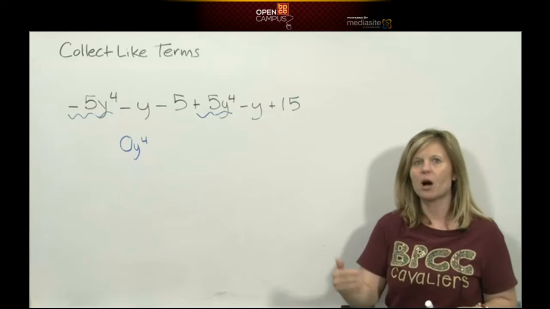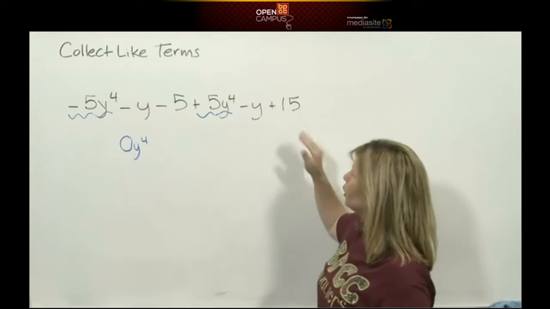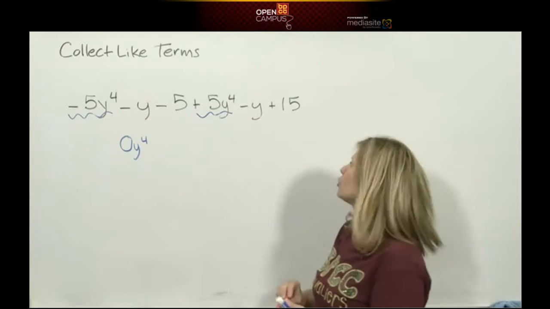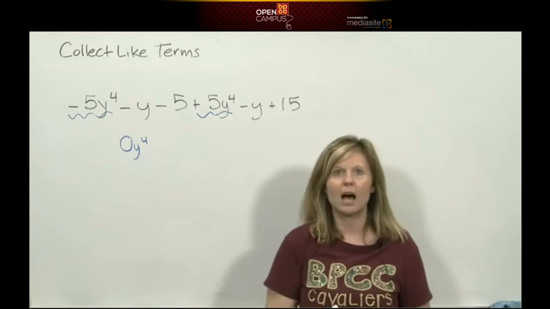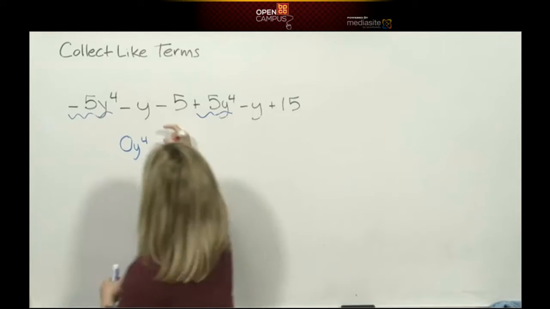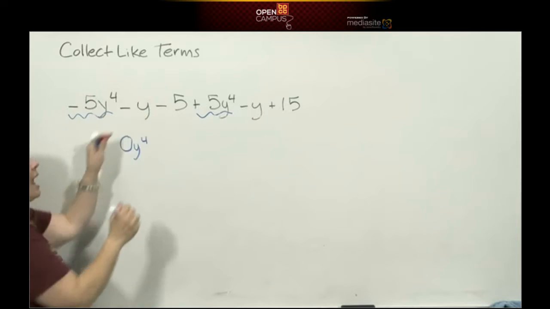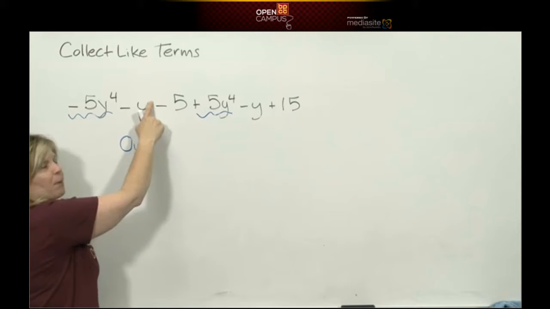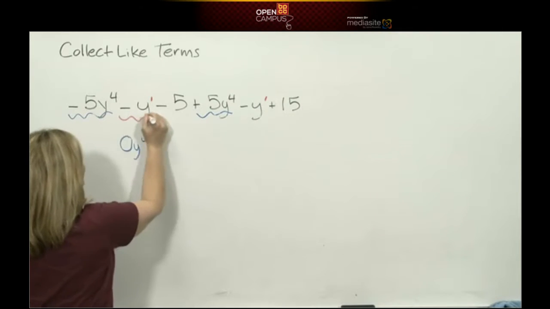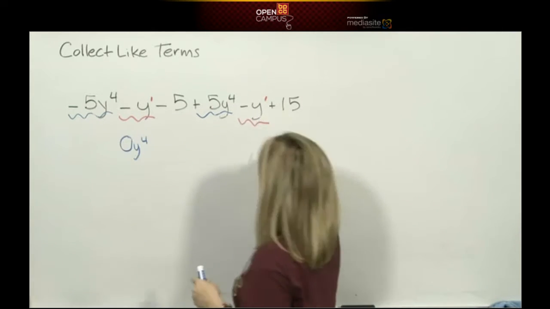After y to the fourth should come y cubed. Do I have any y cubes? No, I do not. After y cubed should come y squared. Do I have any y squareds? No, I do not. After y squared, it should come y to the first. I have that. Remember, if I write a variable and I do not have an exponent on it, it's understood to be a 1. So I have a negative y to the first and a negative y to the first.